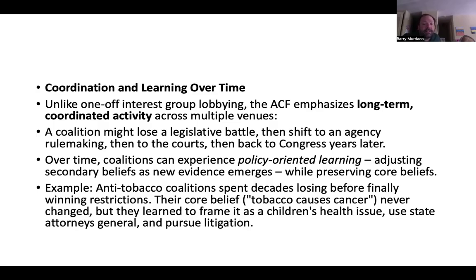Example: the anti-tobacco coalition spent decades losing before finally winning restrictions. Their core belief, that tobacco causes cancer, never changed, but they learned to frame it as a children's health issue, use state attorneys general, and pursue litigation.